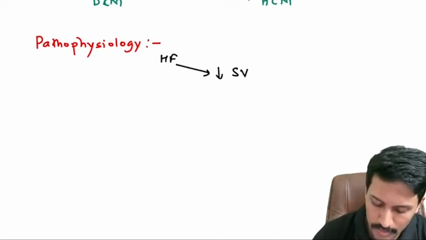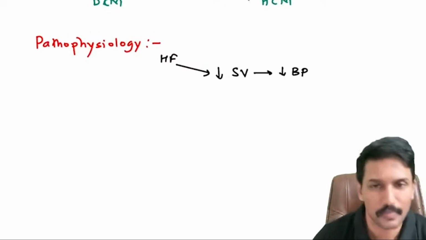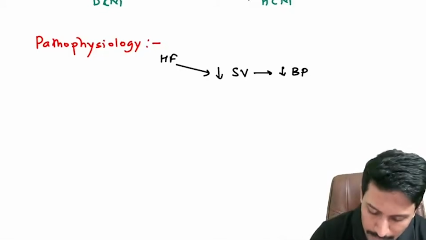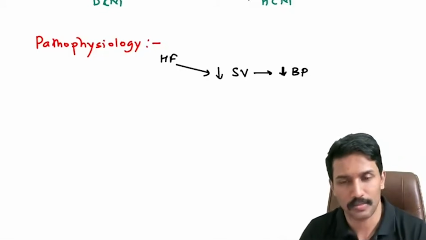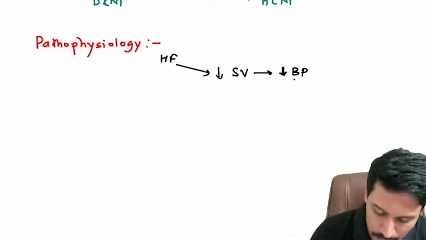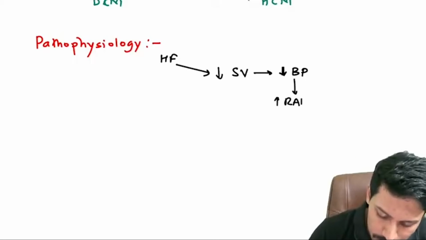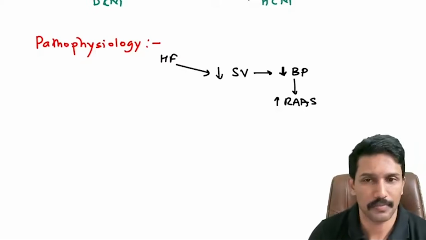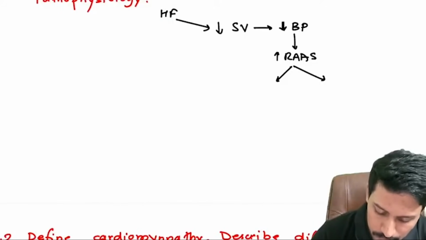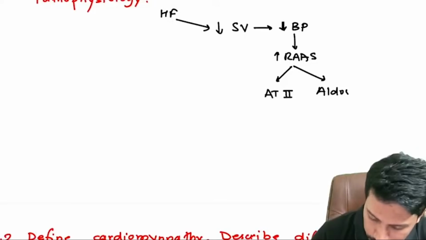So whenever there is heart failure, one of the things you can expect is a decrease in the stroke volume. And when stroke volume decreases, I do expect this to lead to a decrease in BP, because systolic BP is directly proportionate to stroke volume. But as we know, even from our valvular heart diseases, there's a counter-regulatory mechanism in the body, that is RAS. RAS will get activated. So decreased BP leads to increased RAS activity. And once RAS gets activated, you have angiotensin 2 and aldosterone coming into the picture.